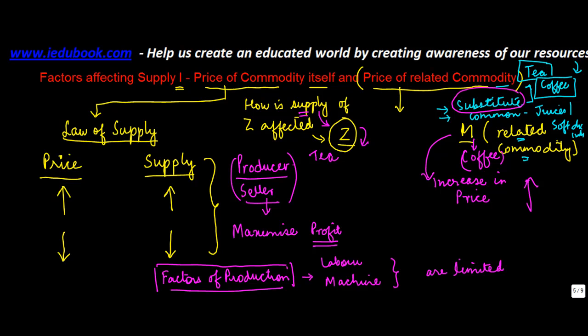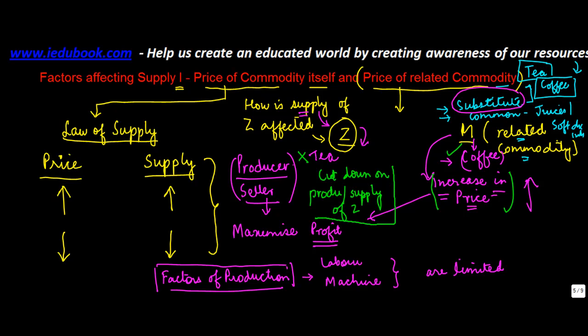Okay, so if there's an increase in the price of coffee and the consumer is also buying it, I mean, when I say increase in price, I mean the increase which is also acceptable to the consumer, then that is going to increase the profit of the producer. So if a producer is manufacturing coffee, the profit that he will make is going to be more vis-a-vis tea if the price of coffee increases. So immediately what he will do is he will cut down on production, that is supply, of Z, which is tea. So basically an increase in price of a related commodity results in a cut down on supply of the commodity itself.